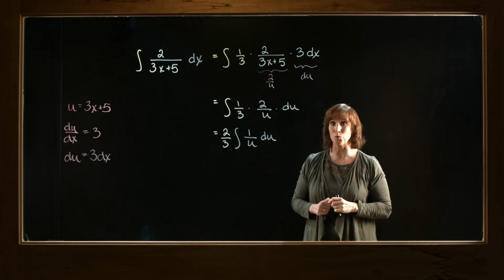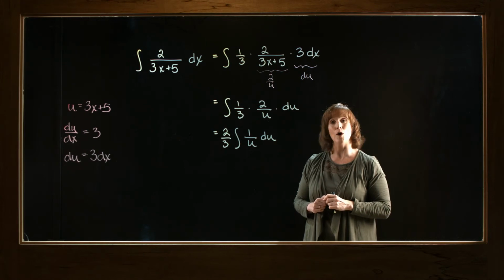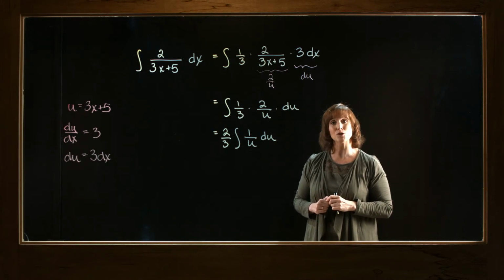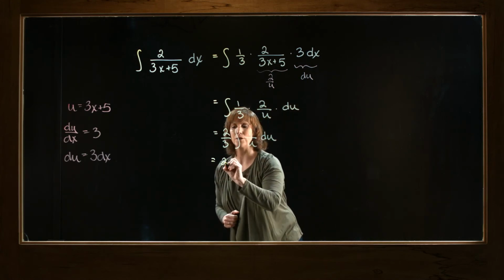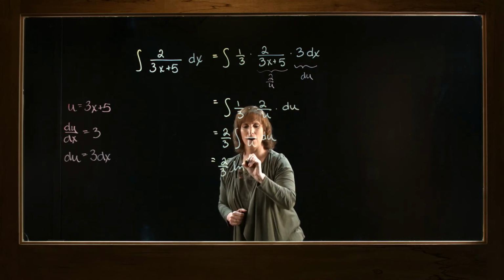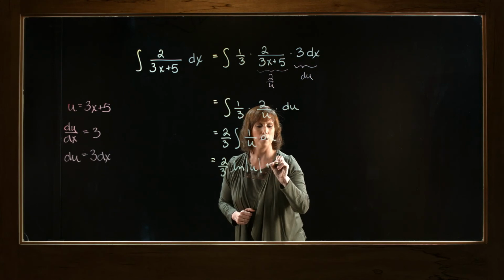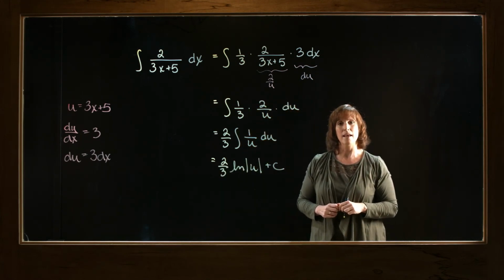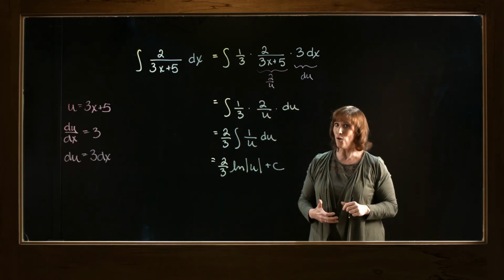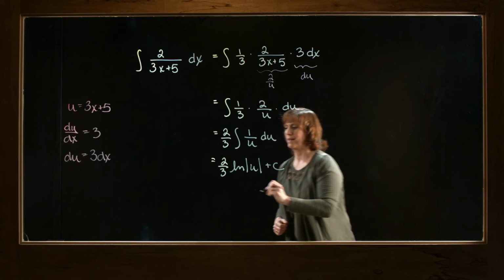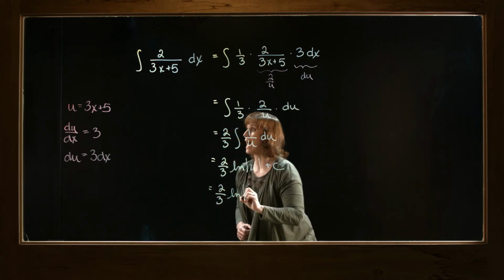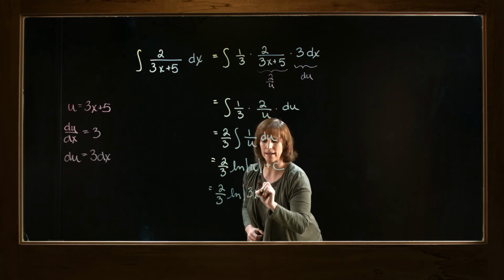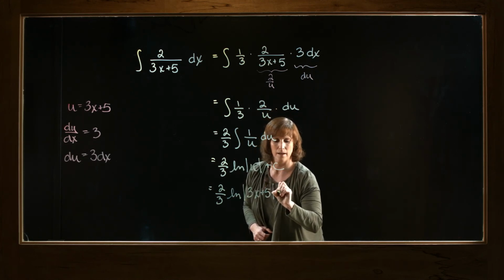This is where our newest rule comes in. What is the integral of 1 over u du? It's the natural log of the absolute value of u. So I have 2/3 natural log of the absolute value of u plus a constant. And as always, integration's over, so I need to get my x's back. So I'll have 2/3 natural log of the absolute value of 3x plus 5 plus a constant.